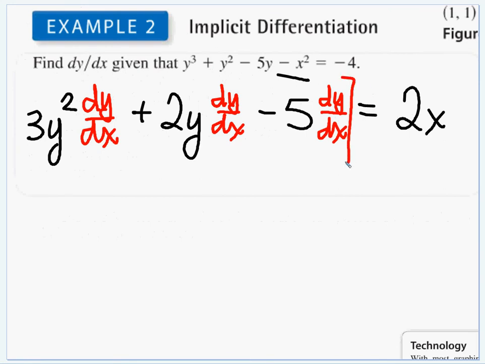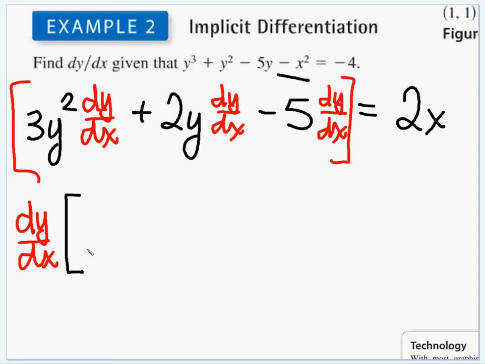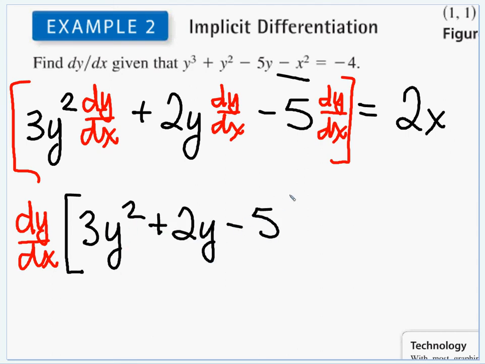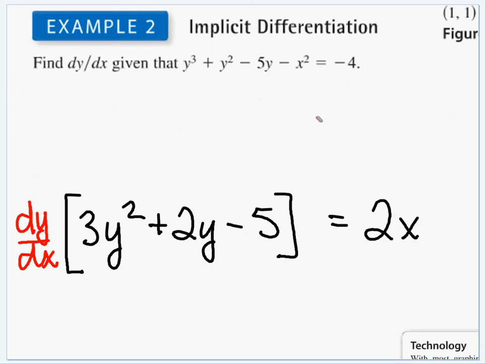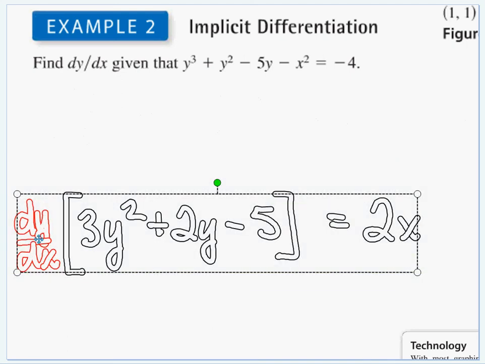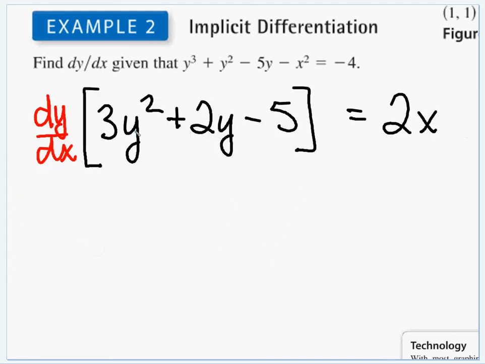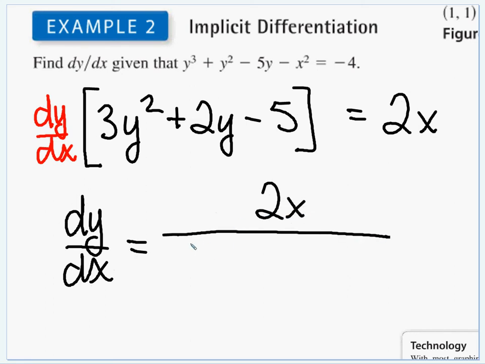Step 3, factor out the dy dx. So if I imagine a set of brackets around here on the left side, we are going to factor out dy dx. And then inside the brackets, we will have a 3y squared plus a 2y minus a 5, and that's equal to 2x. Last step is to get the dy dx by itself. So we're going to divide both sides by the quantity in the brackets. So our derivative, dy dx, is 2x in the numerator, denominator, 3y squared, plus 2y minus 5.